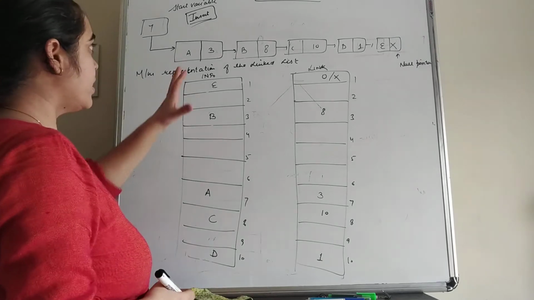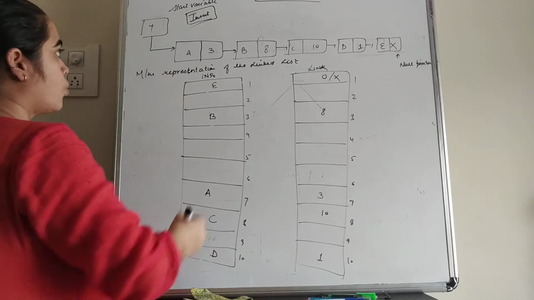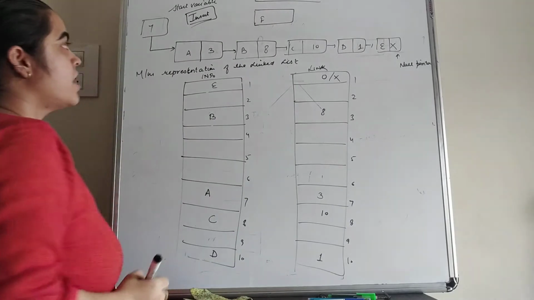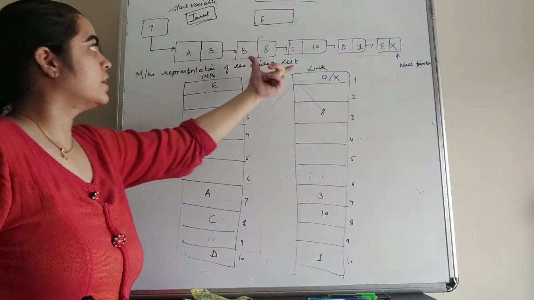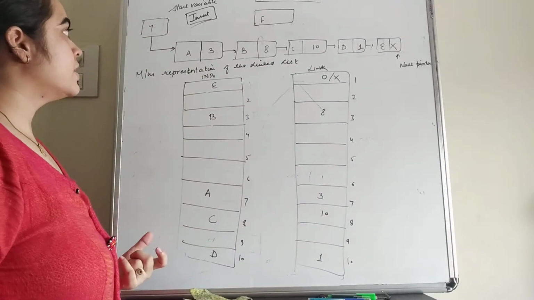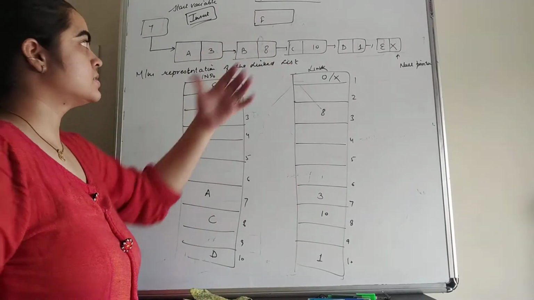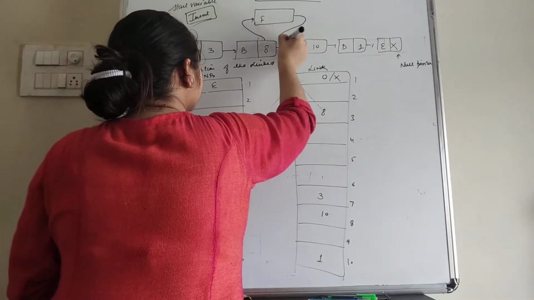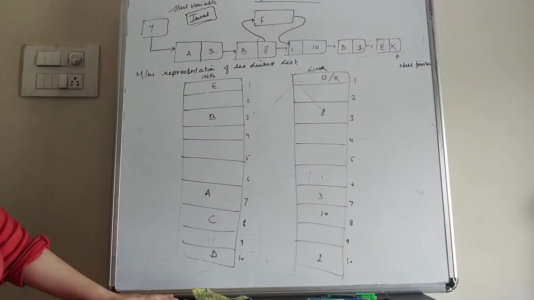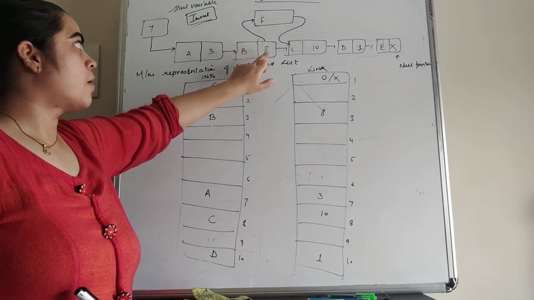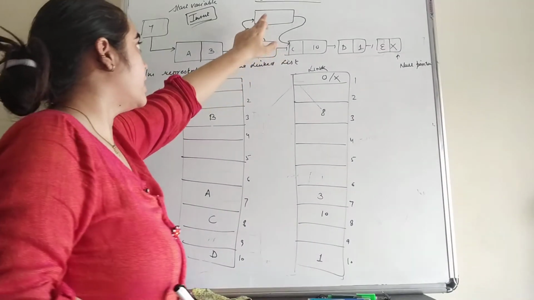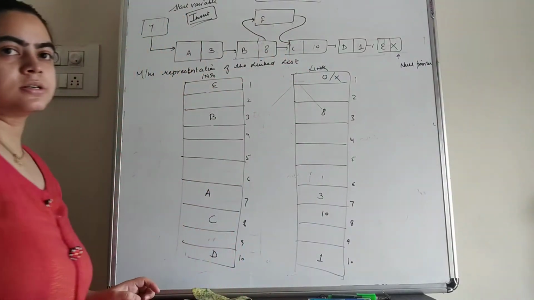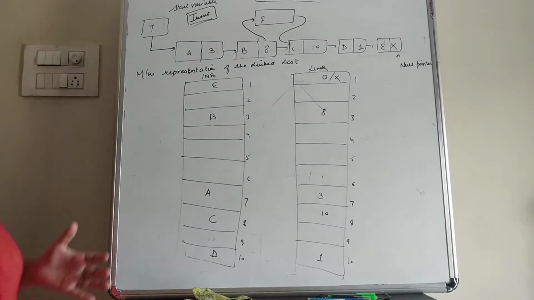Suppose we have to insert a node which contains the data element F, and we have to insert this node between B and C. So how can we insert the node between B and C? We have to make the link of B with F, and of F with C. That means in B we have to update the address of F, and in F we have to update the address of C. This is how we can insert the data element or the node within the linked list.